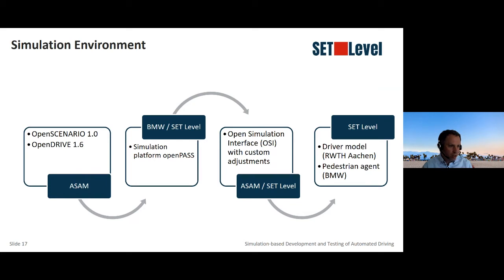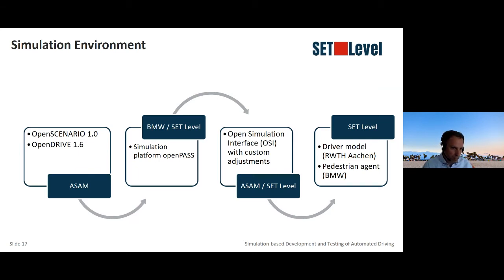Then, using our custom command, because this is still not standardized, we send those files to OpenPass. There we added some modifications to the OpenPass tool. After that, OpenPass has a scenario engine, and we send an OSI custom message to our models. In this case, it will be the pedestrian agent.